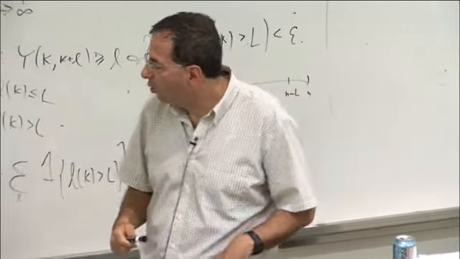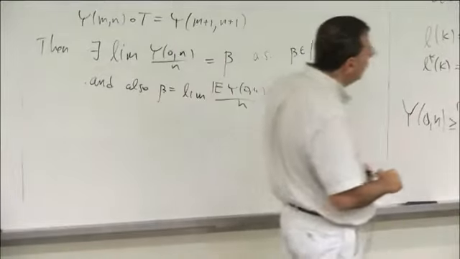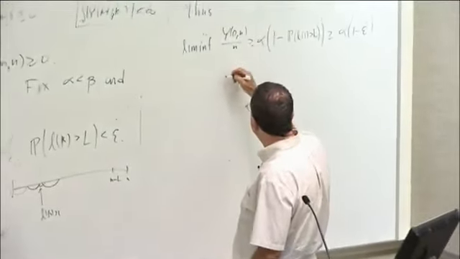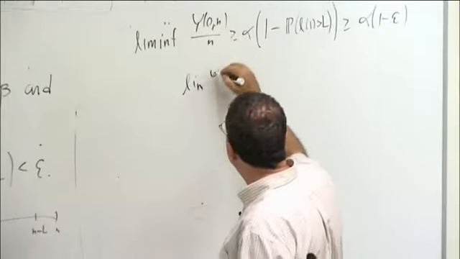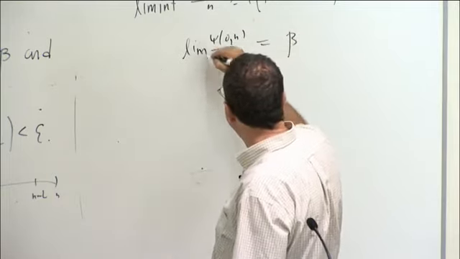So the last comment is, why is the limit the same as the limit of the expectations? So you always have, right? We already proved that the limit of y0 n over n exists and equals beta.